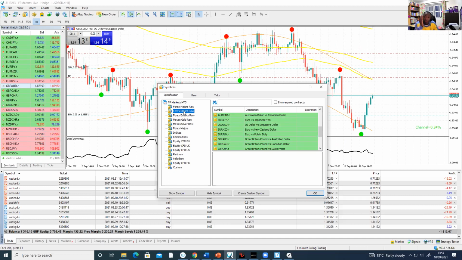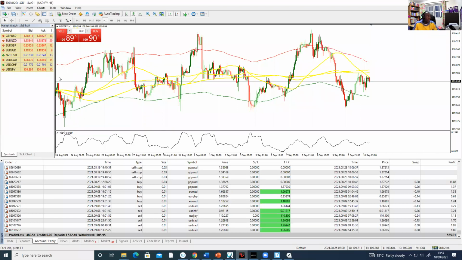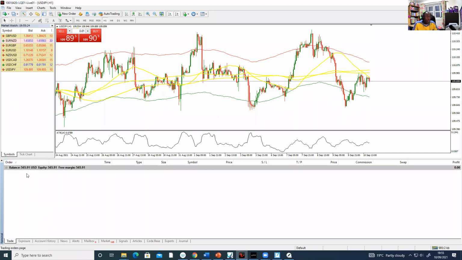Now, the exotics. Let me tell you, this is one of the biggest problems. I know that my rules for this trading strategy say I am not supposed to do any exotic trading. When I went on to it, I didn't see any. So let me look. Because this is another thing as well: this person's account is only £565.